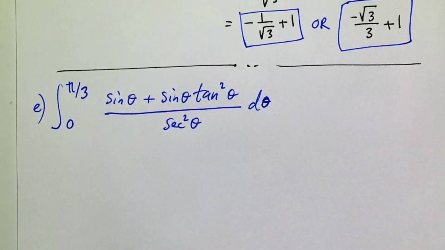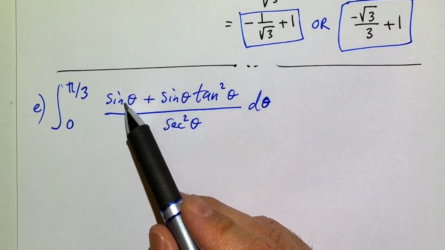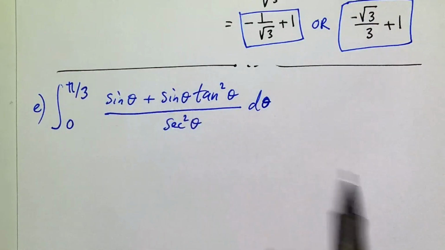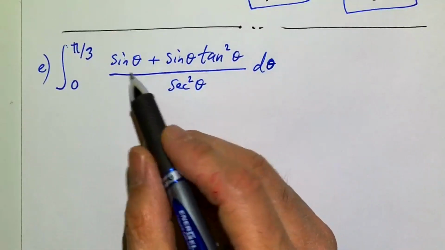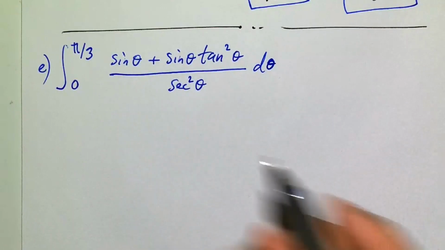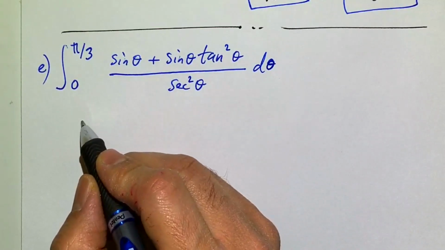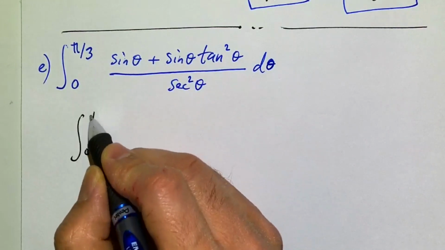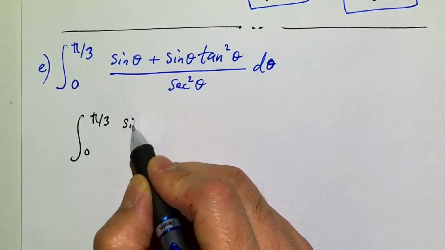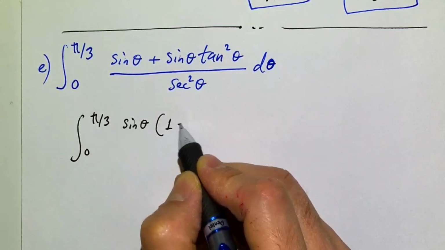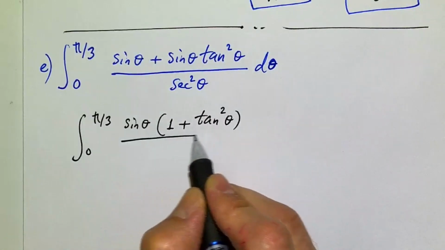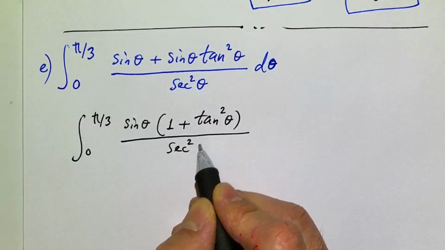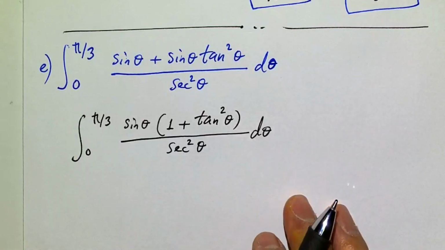Okay, so where do we start? Well, first thing I think we all notice is that we have sine of theta in both terms. So let's factor it out and let's see what happens. That's the most obvious thing that we can do as the next step. So we have the integral from 0 to pi over 3 with sine of theta factored out. We end up with 1 plus tangent squared theta divided by secant squared theta d theta.